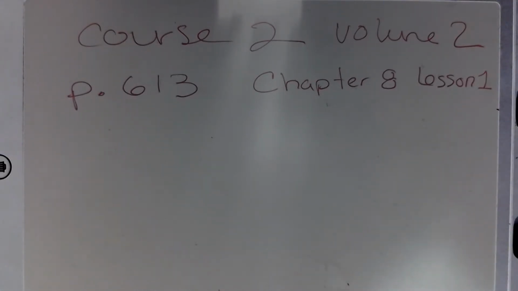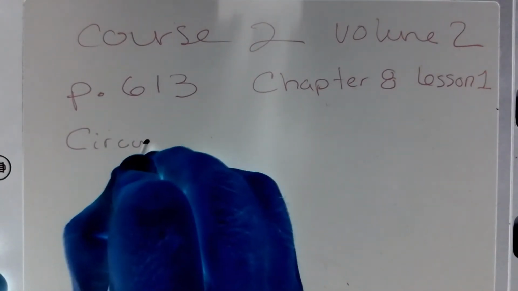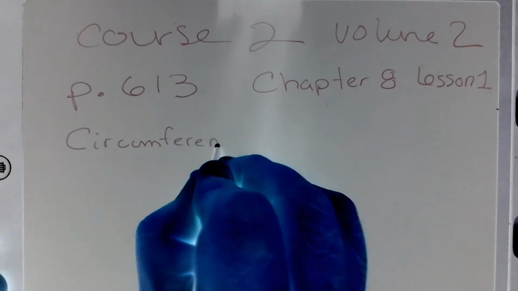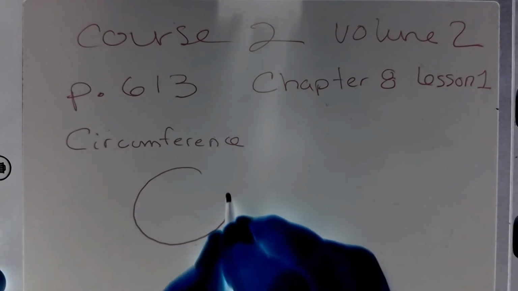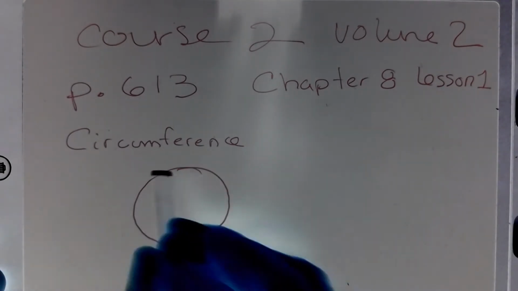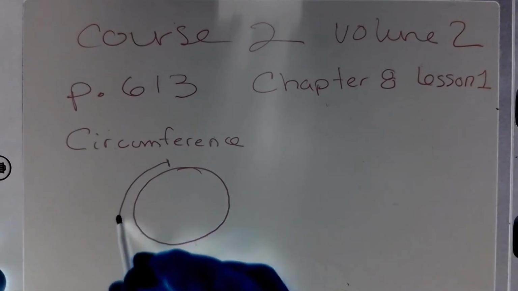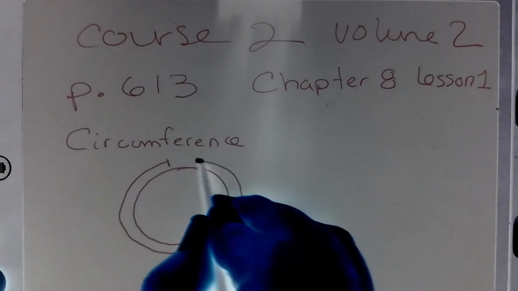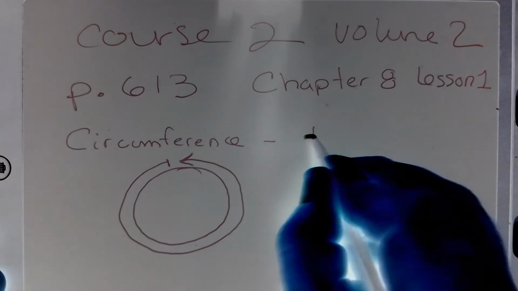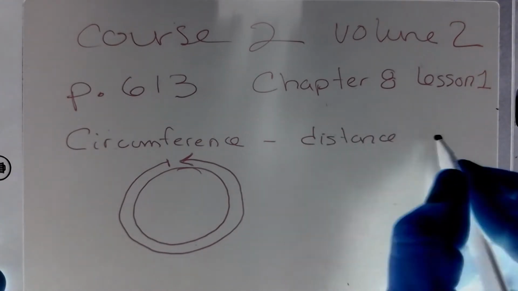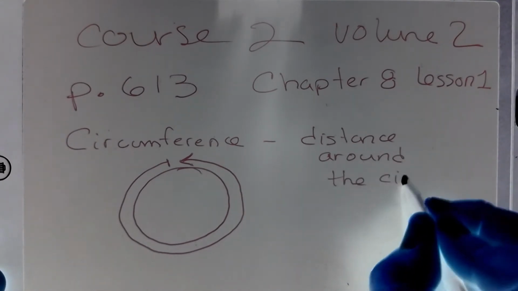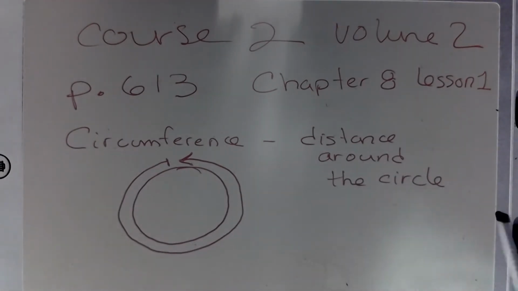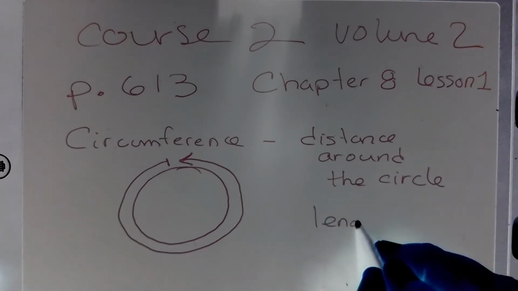Okay, today's topic is Chapter 8, Lesson 1. It covers circumference. When you're dealing with the circumference, it comes back to the circle. When you're talking about circumference, you're talking about the distance around the circle. Again, the circumference is basically the distance around the circle. You could think about circumference as just finding the regular length of an object.